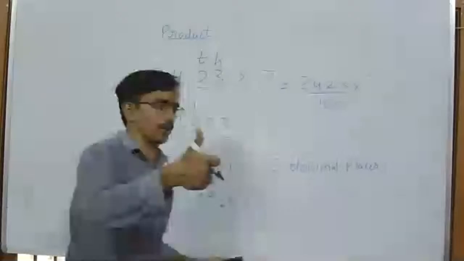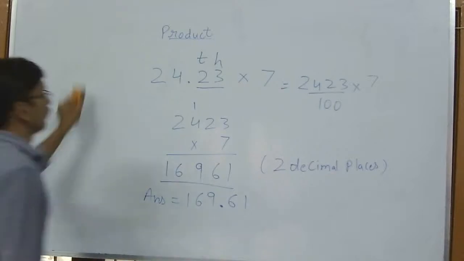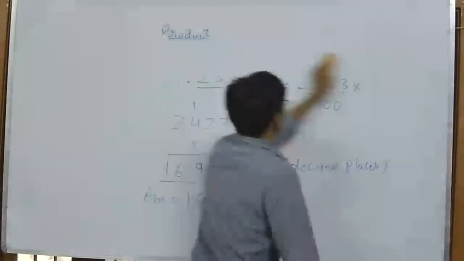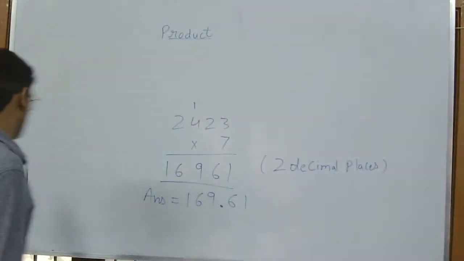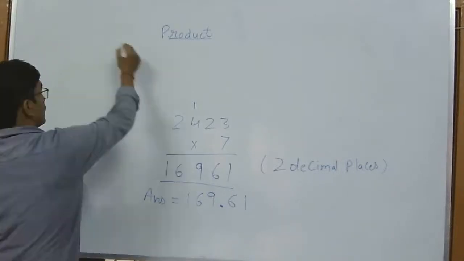Okay, for all of you, if you are getting it, just put one thumbs up here. Multiplication of a whole number by a decimal. Very good.